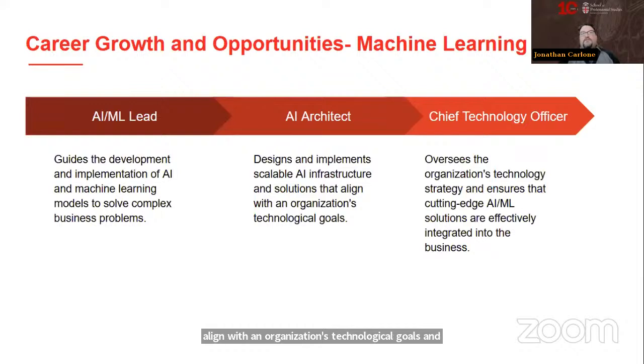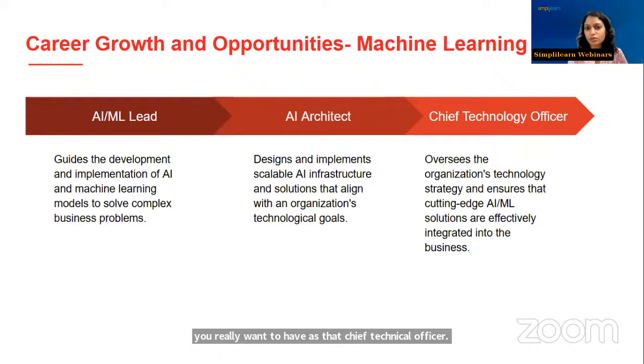Chief Technical Officer, of course, that's somewhere you can grow into, and that's overseeing the organization's technological strategy, ensuring the cutting-edge AI and ML solutions are effectively integrated into the organization and the business. Again, really driving that data, that input, and the machine learning that you really want to have as that Chief Technical Officer. Right. And this can apply, like you said, to any industry, any domain.